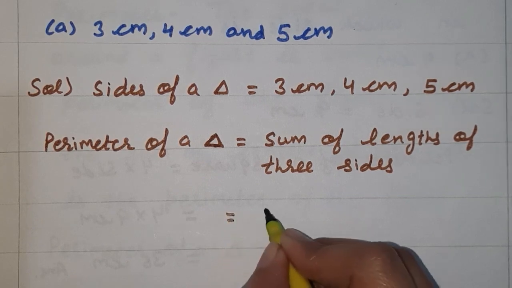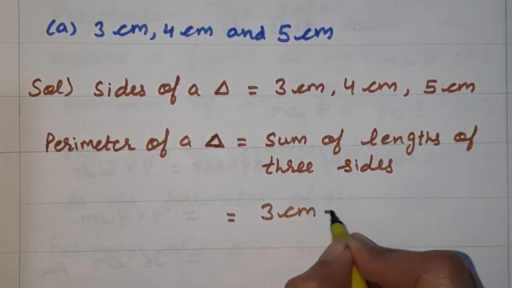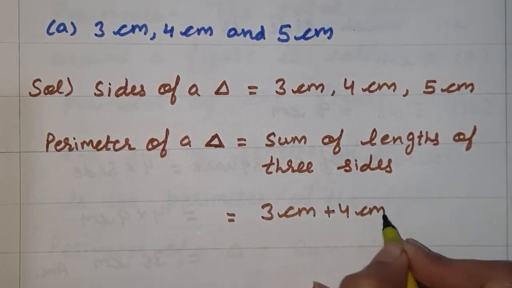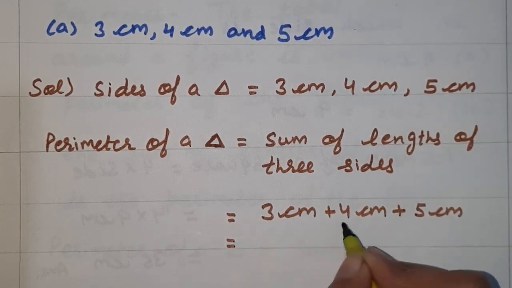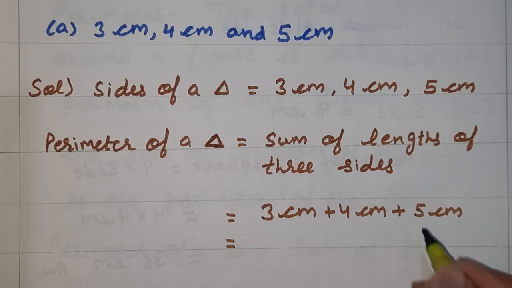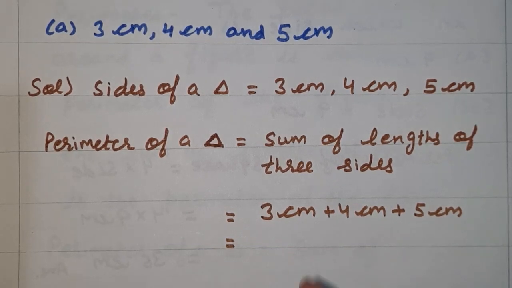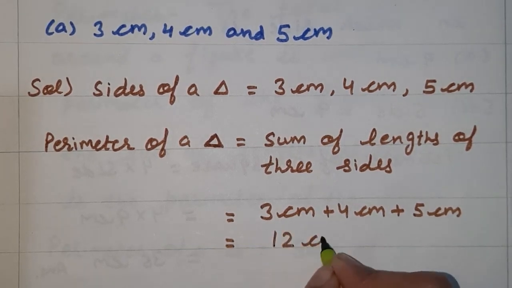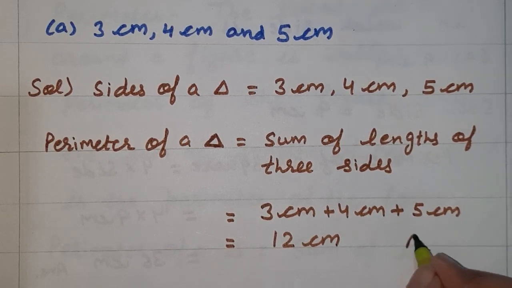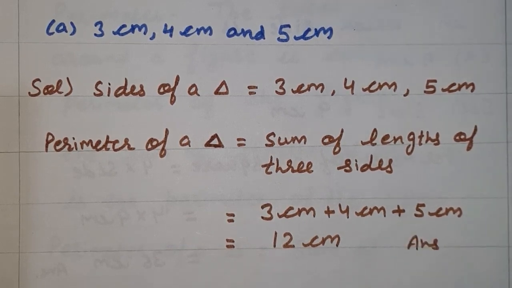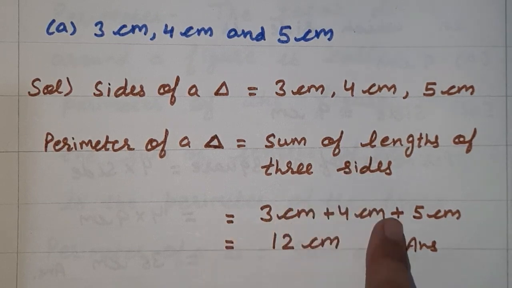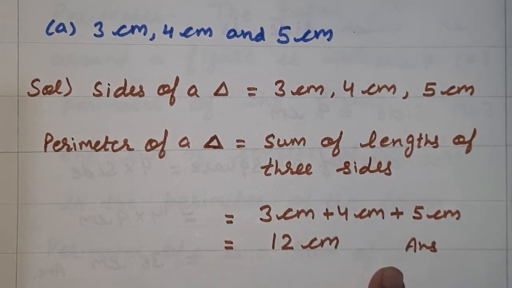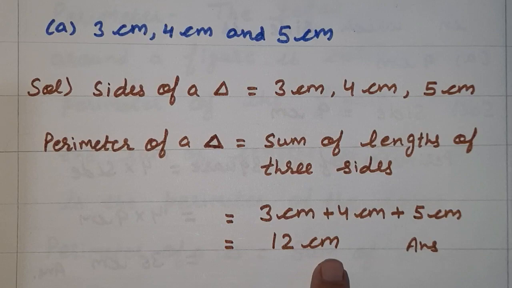So perimeter will become 3 centimeter plus 4 centimeter plus 5 centimeter. 3 plus 4, 7. 7 plus 5, 12 centimeter. So perimeter of triangle is 12 centimeter. In this way you will write down the formula, put the value and find the total. Unit should be written carefully.